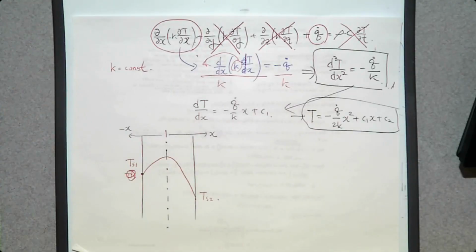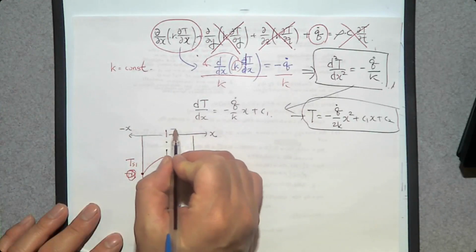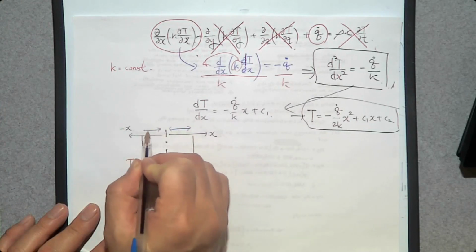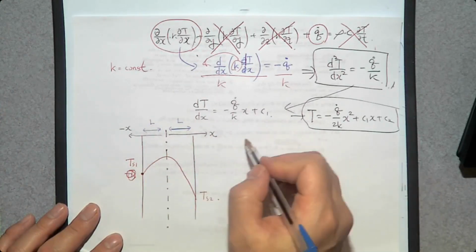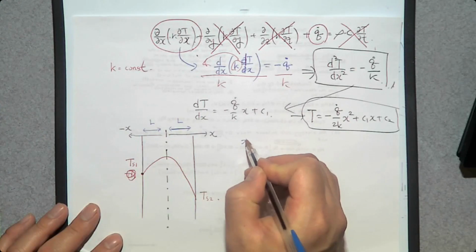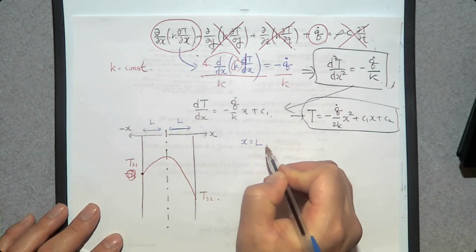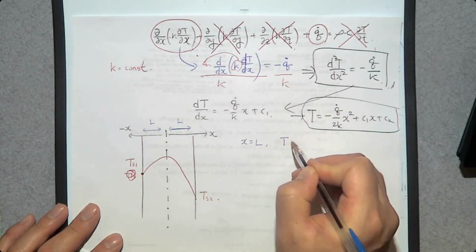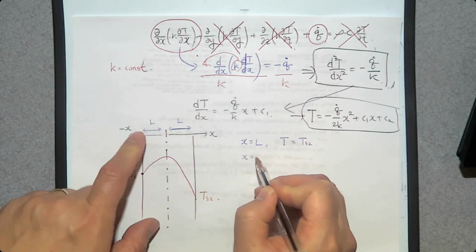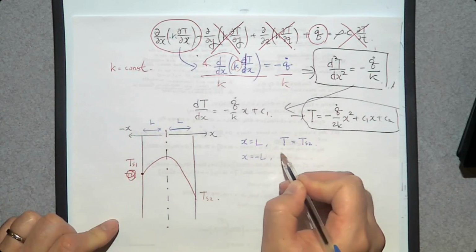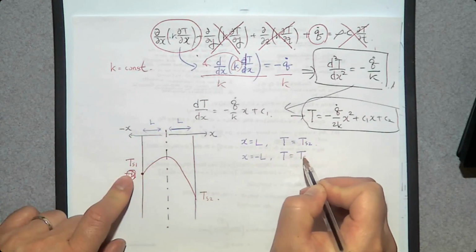We have two boundary conditions. If you say the thickness of this plane wall is going to be 2 times L, so this is L, then one boundary condition is when x is L, temperature T is going to be TS2. When x is minus L, temperature T is going to be TS1.